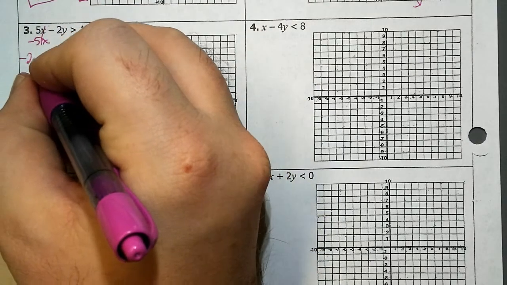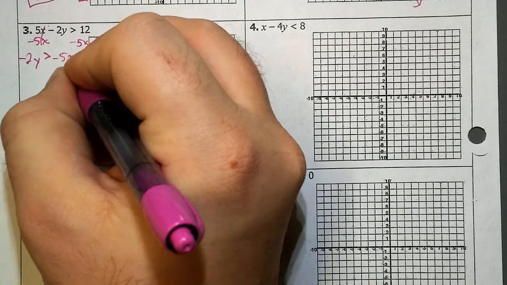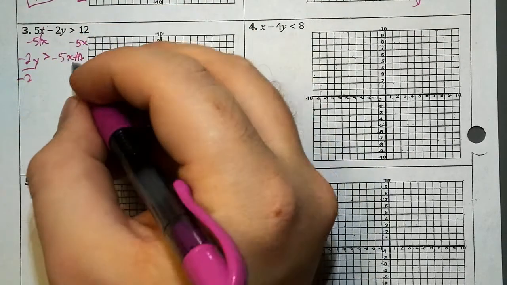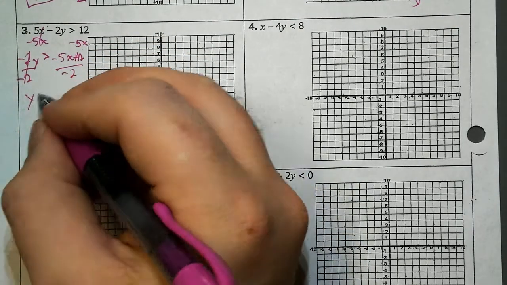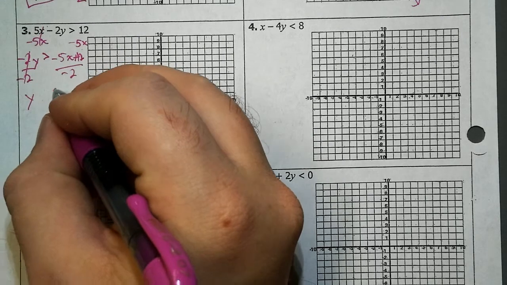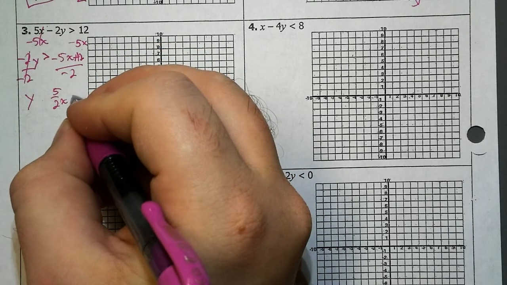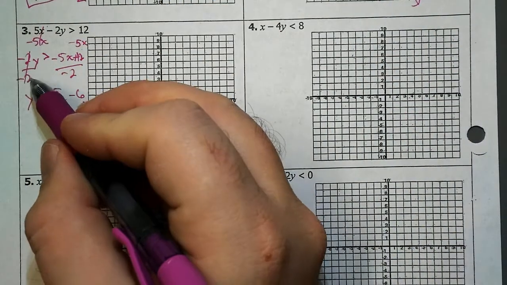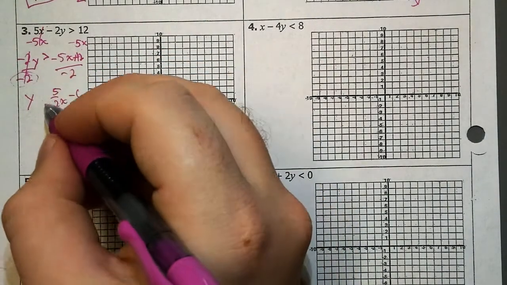Those cancel, bring everything down. So negative 2y is greater than negative 5x plus 12, and then divide by y. So we're dividing by negative 2. Those cancel. We get y equals 5 over 2x, and 12 divided by negative 2 is negative 6. Now, I didn't write the symbol in yet because if you look, we're dividing by a negative. So what has to happen to the symbol? It's going to flip the other way.